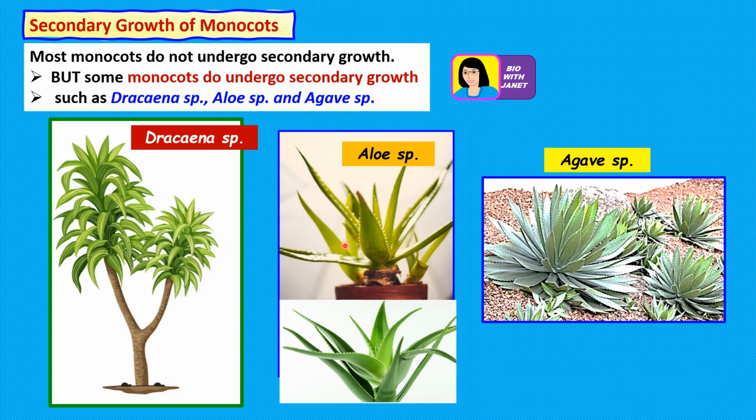Then we have aloe vera or aloe species. They have a thickened stem at the bottom here, especially when they grow older. The stem will thicken. So it also experiences secondary growth, and so does agave species. This is a plant that grows in dry conditions. So remember these three names: Dracaena species, aloe species, and agave species.